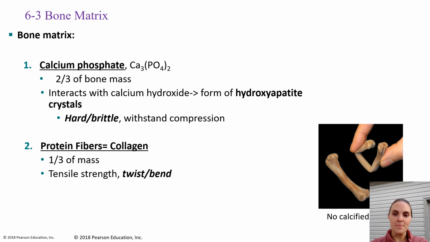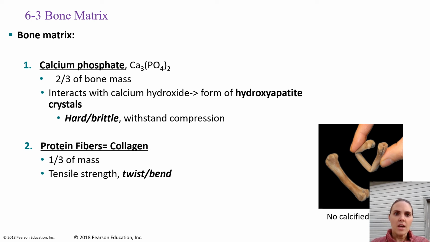So let's talk about that bony matrix. The bone matrix is made of calcium phosphate. That accounts for 2/3 of the bone mass. And it interacts with calcium hydroxide to form these hydroxyapatite crystals. It also incorporates other calcium salts such as calcium carbonate and ions like magnesium. And this part of the bone matrix is very hard but brittle. So it's able to withstand compression but isn't able to twist or bend. So this is the part of the bone matrix that you would think of like a thick eggshell.